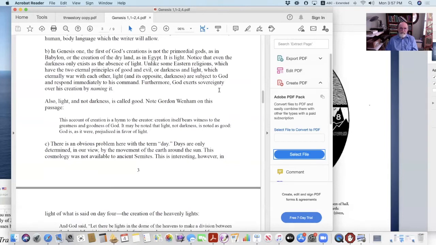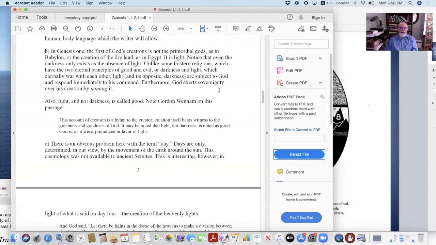light or darkness are subject to God and respond immediately to his command. God speaks, and there is light. Furthermore, God exerts sovereignty over his creation in all of these days by naming these phenomena. He refers to the light and names it. And another interesting feature here is light and not darkness is called good.